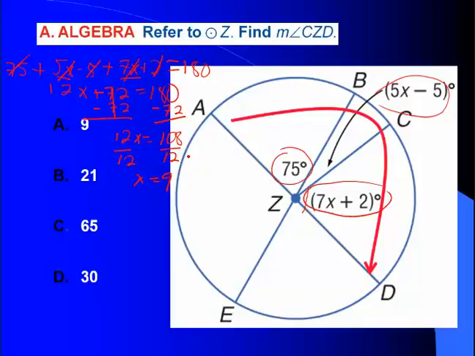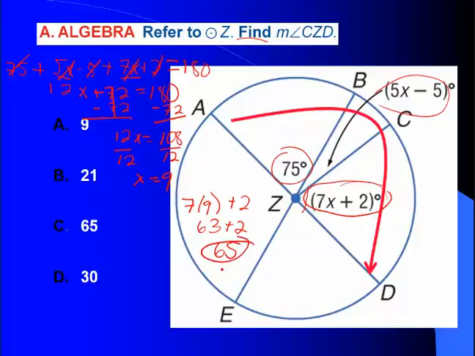Remember, you need to go back and make sure you are answering your question. It says to find the measure of CZD. So this one right here. So what do I need to do to actually find that measure? I've got to plug this 9 in place of the x. So 7 from here times 9 plus 2. 63 plus 2 is 65. Now I have answered my question, so my answer choice is going to be C. Don't forget to check to see if you need to plug it in.